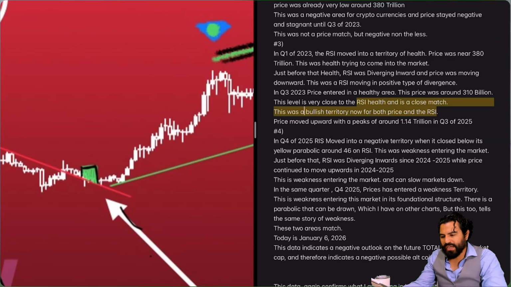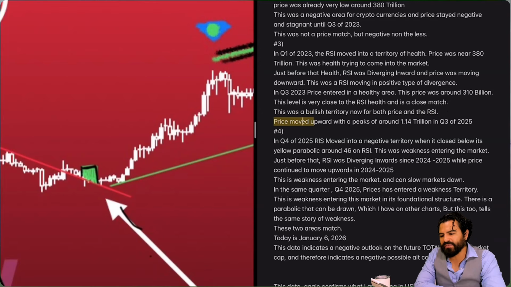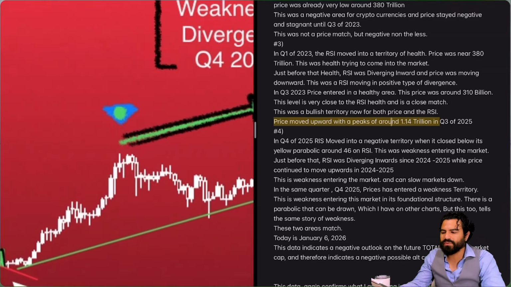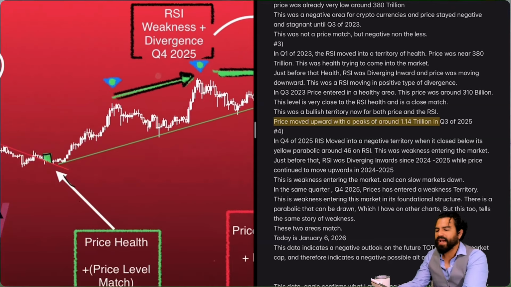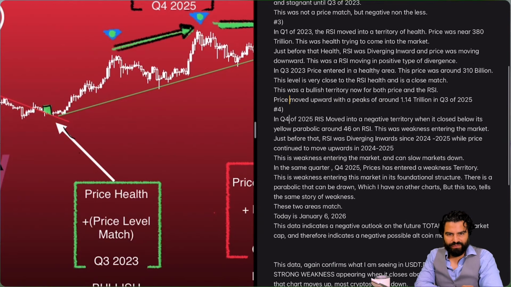This is a bullish territory. This was a bullish territory for now, both price and RSI. They were both in the bullish area. And price moved upwards towards the peak of around 114 trillion in quarter 3 of 2025. So we can see we had a strong move up right in those areas. All right, you guys ready for number 4?